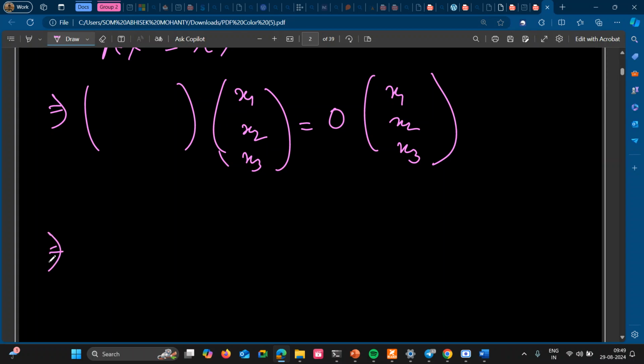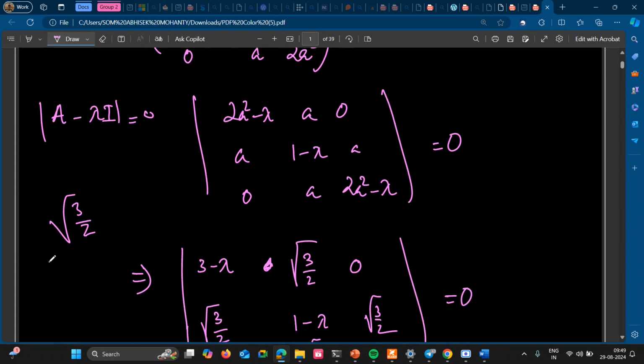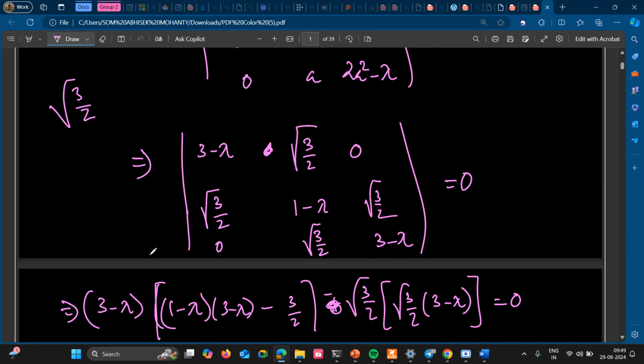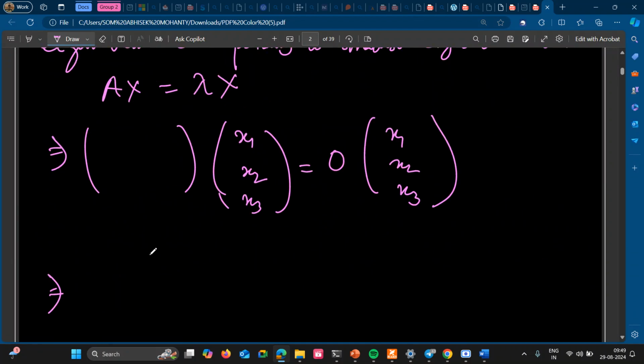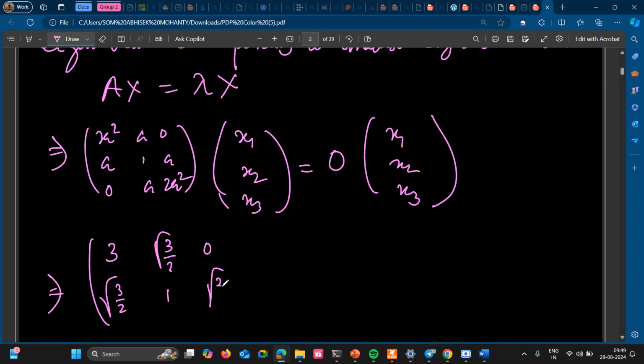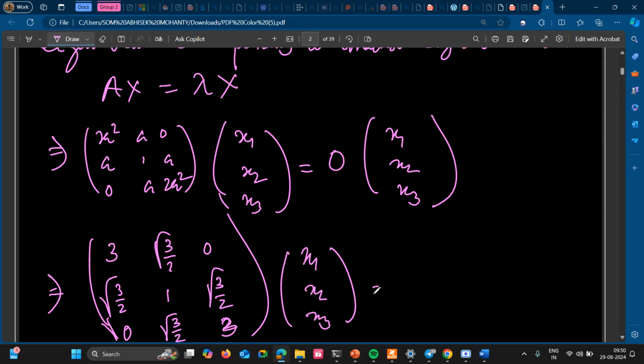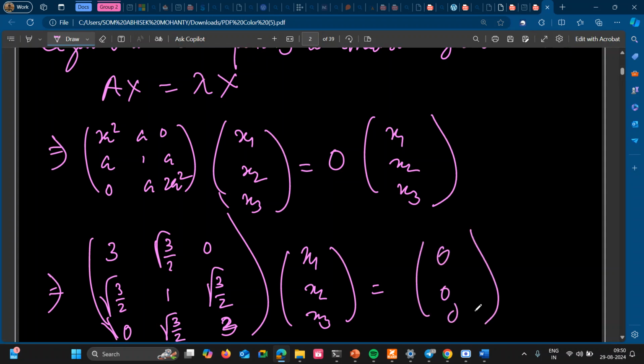So what was the matrix? 2a square, a, 0; a, 1, a; 0, a, 2a square. Isn't it? So a square is 3 by 2. So 3, root over 3 by 2, 0; root over 3 by 2, 1, root over 3 by 2; 0, root over 3 by 2, 3, times x1, x2, x3, and this side is completely 0. So we just have to equate them.